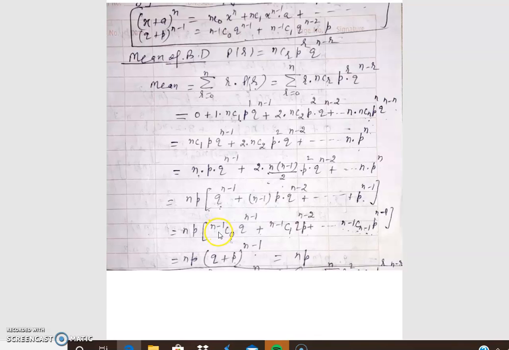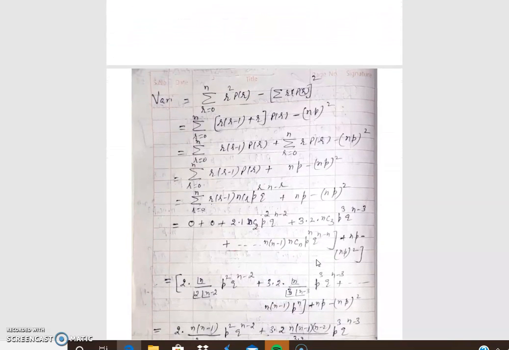I can write this as (n-1)C0 q^(n-1) plus (n-1)C1 p q^(n-2), because the value of (n-1)C1 is n-1, and in the last (n-1)C(n-1), this value is 1, and p^(n-1). So this is the expansion of (q + p)^(n-1). The probability p plus q is always 1. So this value becomes 1^(n-1), and 1^(n-1) is 1. Therefore the value of the mean is np. So the mean of the binomial distribution is np.